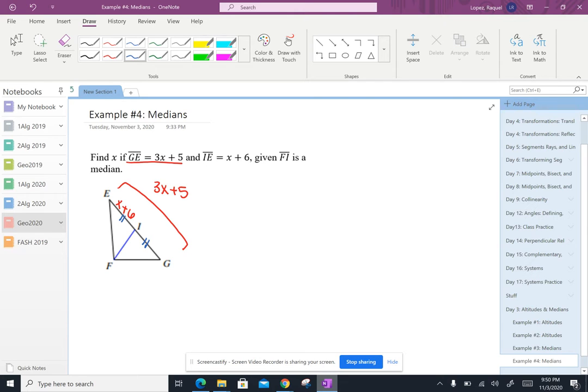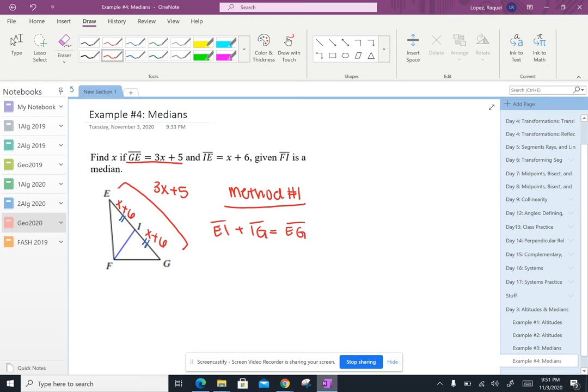Okay, so now I have enough information to help us solve the problem and help us solve for x. So there's a couple different ways that we can go about solving this problem, or I guess a couple different ways to set up the equation that we can solve. So method number one is by recognizing that if EI is x plus 6, that means IG also measures x plus 6, and we know that if we do EI plus IG, those two smaller segments, they'll give us the length of the bigger segment, which is EG.